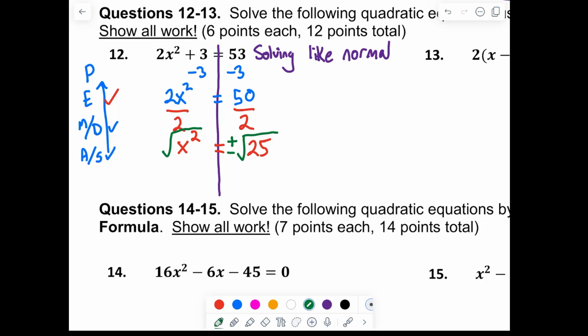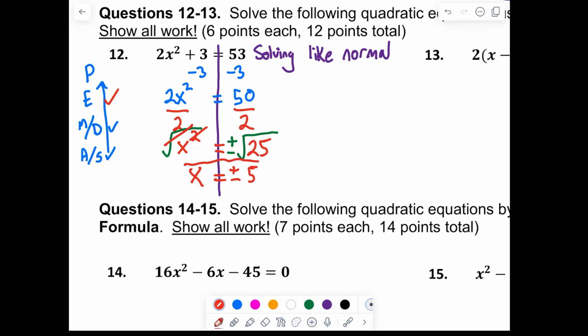All right, so how do I get rid of that exponent of 2? What is the opposite of squaring? And the answer to that is to take the square root. The square root gets rid of that square. That's the opposite. So I will take the square root of each side.